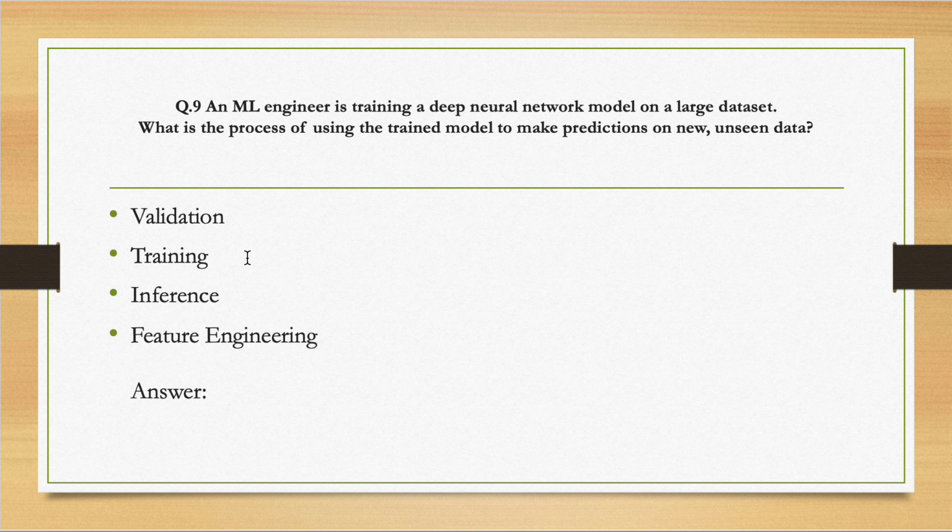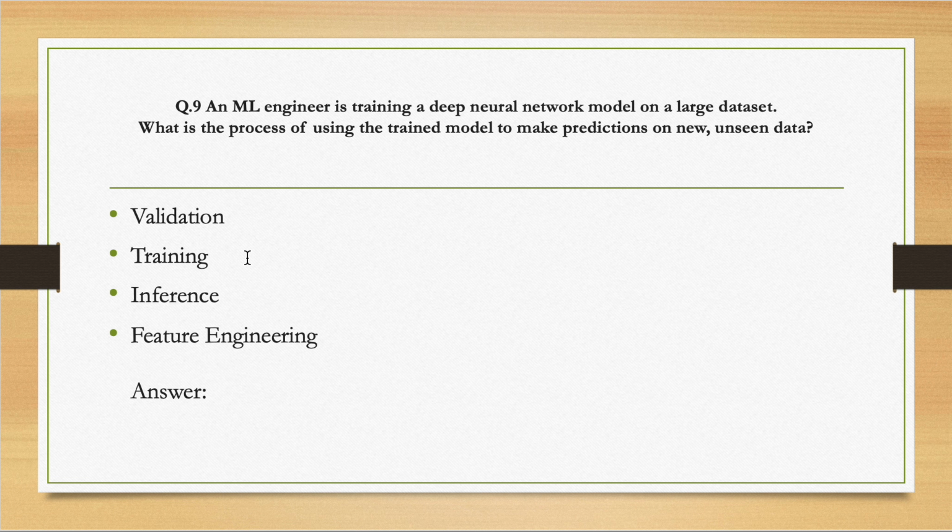So validation is something we do after we have trained our model. If you are aware, there are three types of data sets: first the training data set, then testing, then validation. Validation is when we are trying to see how our model is performing. Training is when we're training the model. So inference is the process of using the trained model to make predictions on new unseen data.